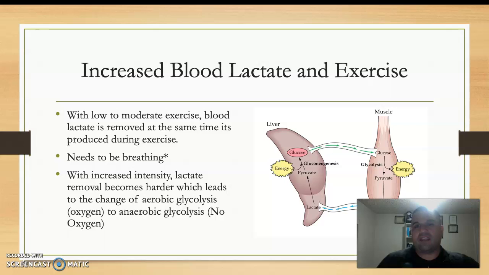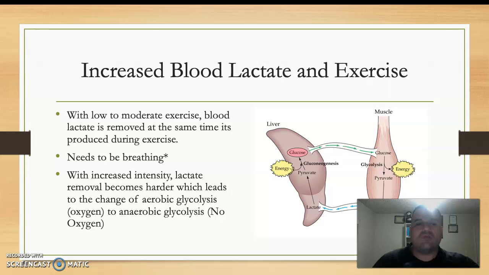Increased blood lactate and exercise. So generally, when there's low to moderate exercise, blood lactate is removed at the same time it's produced during exercise. And the key to that is the need to be breathing. You have to be able to inhale and exhale and breathe during exercise in order for lactate to not overaccumulate. This changes with increased intensity.